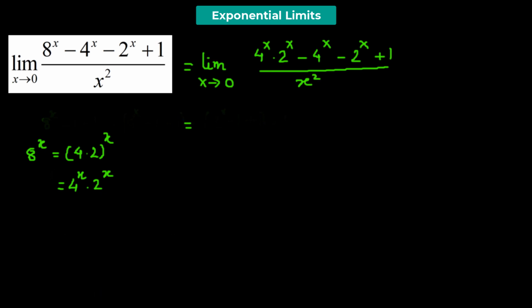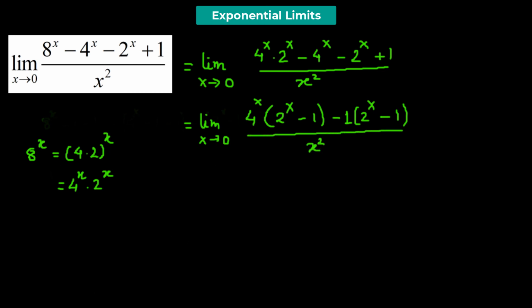Now we're going to take 4 raised to the power of x as the common factor from the first two terms. So we'll be left with 2 raised to the power of x minus 1. Then taking -1 as the common factor, we'll be left with 2 raised to the power of x in the third term and minus 1 in the fourth term, whole divided by x squared. That will be equal to limit x approaching 0. So we have 2 raised to the power of x minus 1 multiplied to 4 raised to the power of x minus 1.